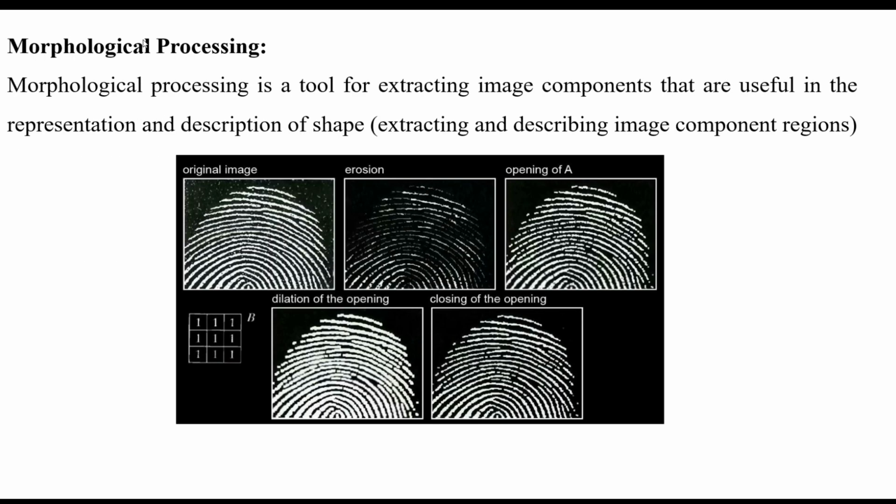Next, morphological processing. Morphological processing is a tool for extracting image components that are useful in representation and description of shape. That means extracting and describing image component regions. Generally, we use our mobile phone, where we keep our fingerprint to unlock our device. In that case, we give our fingerprint to the mobile device, so that the device can understand whether the fingerprint belongs to us or not. The device can also understand which finger it is, the left hand or the right hand.